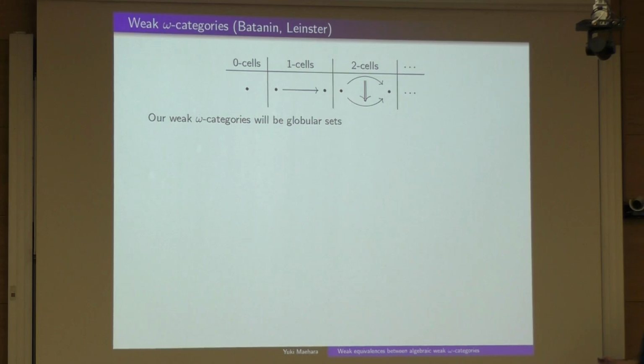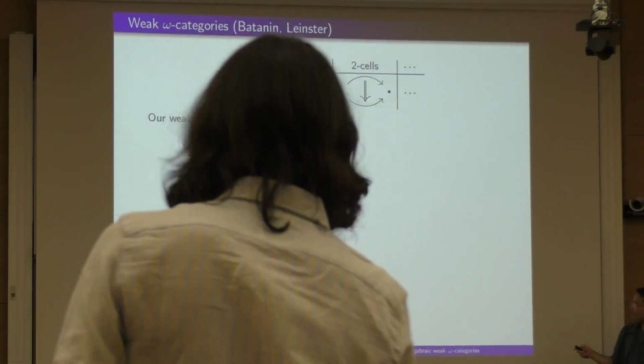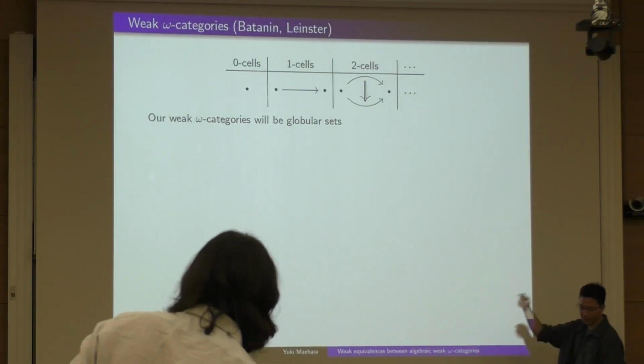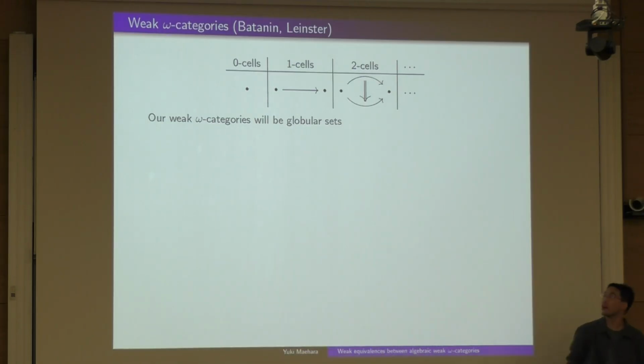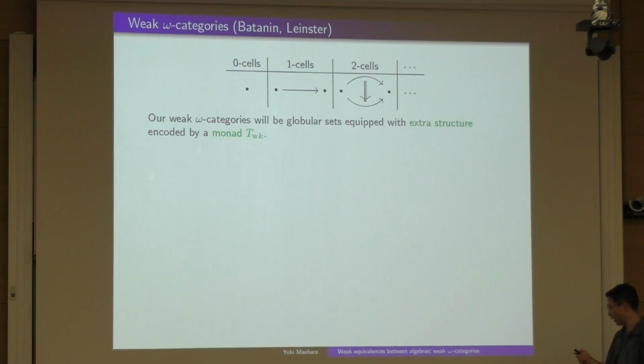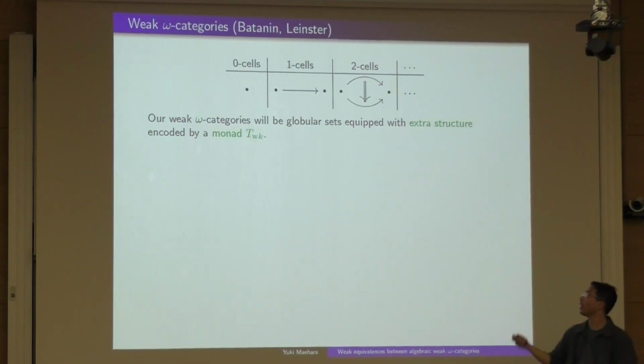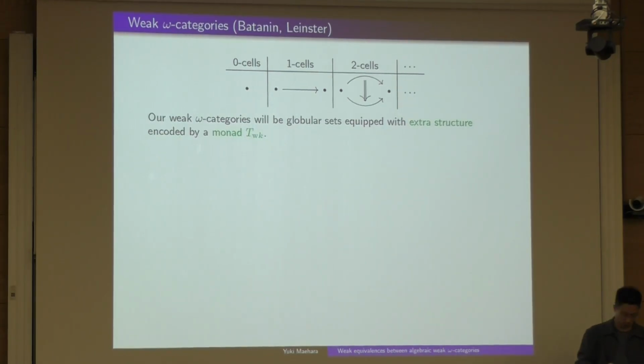Okay, so we start with this category of globular sets, and then we encode all the identity and composition and all the structure using a monad, which I'm calling T weak. Our weak omega categories will be the algebras for this monad. And how do we define this T weak?